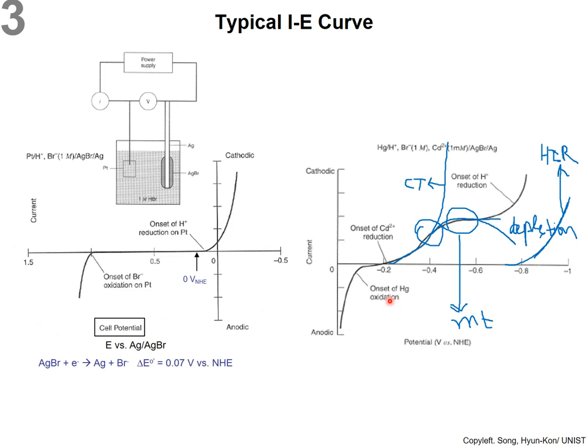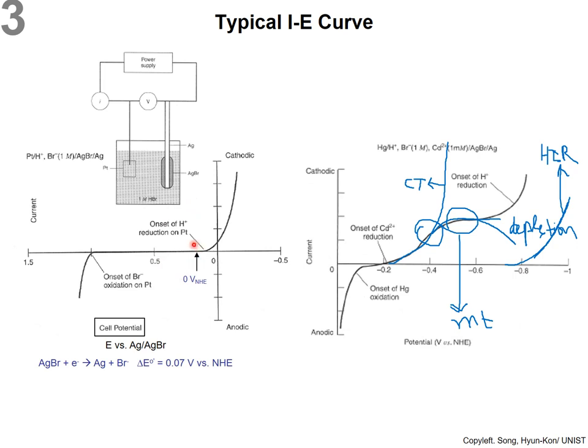Let me compare those two IV or IE curves in terms of hydrogen evolution reactions. In the first experiment, the hydrogen evolution reaction starts from around plus 0.1 volt versus silver bromide, and then exponentially increases. However, in the second experiment, the onset potential of the same electrochemical reaction was about minus 0.75. Again, plus 0.1 volt, but minus 0.75 volt. There is a big gap between those two experiments in terms of the hydrogen evolution reaction. Why? What makes the difference?